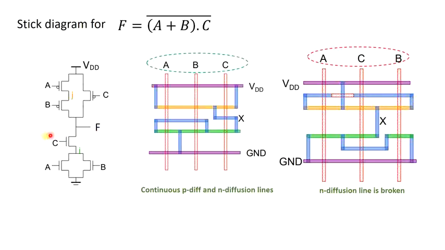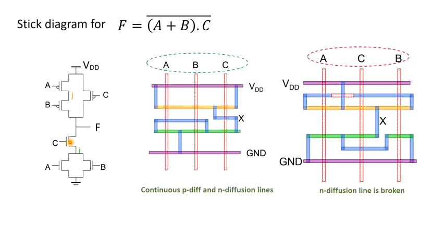Now let us concentrate on the pull down network. Let us start from here. The output is connected with the drain terminal of C, and only with C. So the output which is coming from here, if it has to connect here, then this N diffusion has to be broken, because you see here the output is only connected with this C. So the output has to be only connected with C.